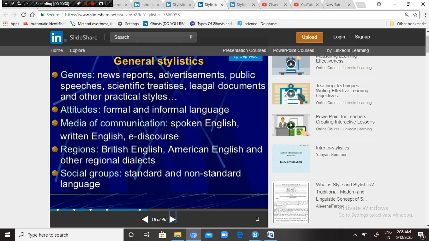General stylistics covers journals, news reports, advertisements, public speech, scientific writing, legal documents, and other practical styles; attitudes, formal and informal language; media of communication, spoken English and written discourse; regional varieties, British English, American English, and other regional dialects; social groups, standard and non-standard languages.